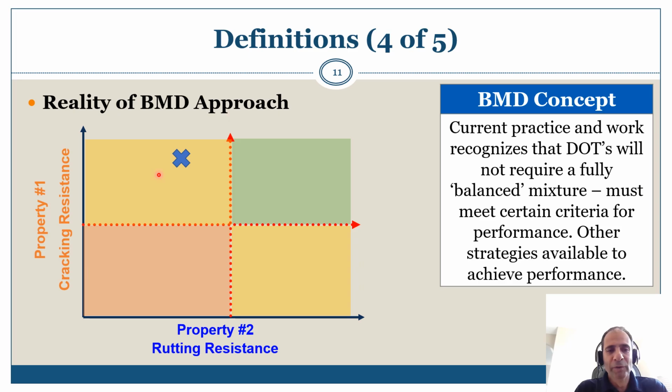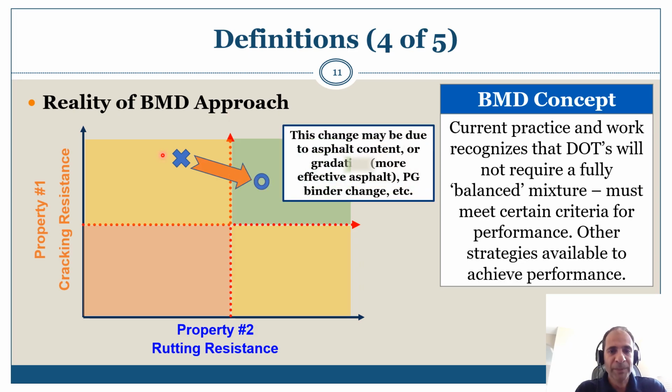So when you come up with your volumetric mix design and you end up in the yellow zone over here, for example, this is your X. The question now becomes, as a mix designer, what kind of changes can I make so I can move that X into the green zone. Now, there are multiple changes or adjustments that I can make for my mixes. Yes, it could be by adding asphalt binder content. I might be able to meet that without jeopardizing rutting.